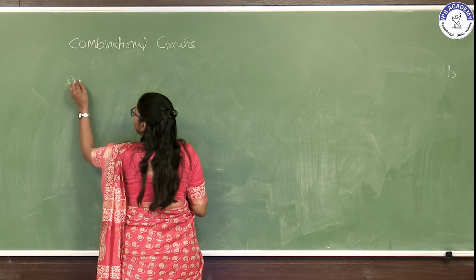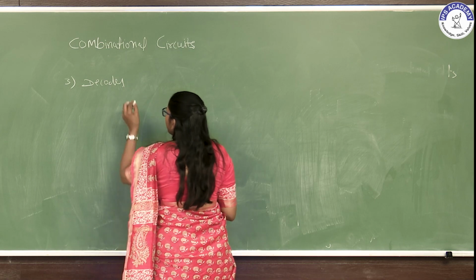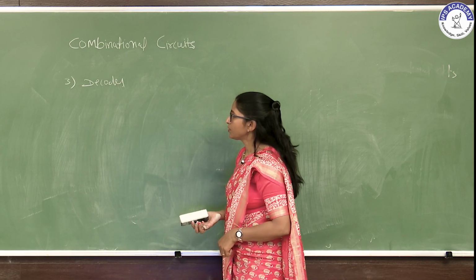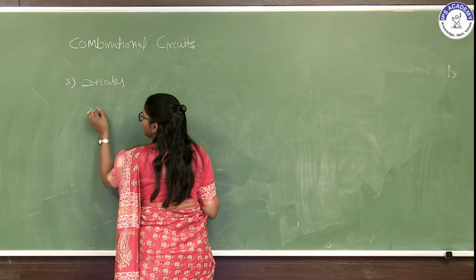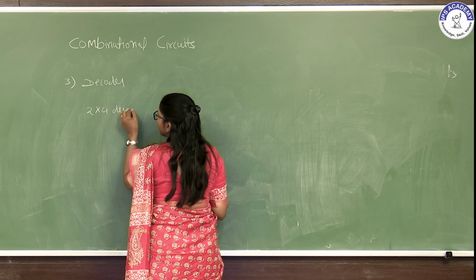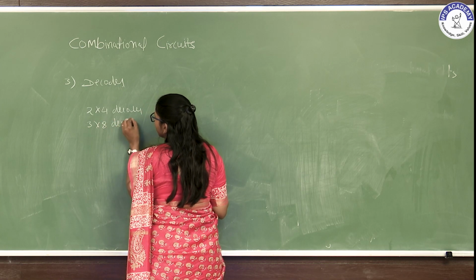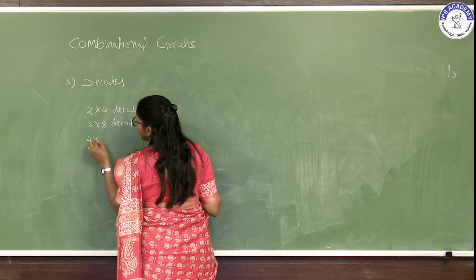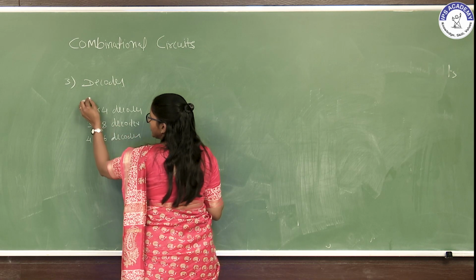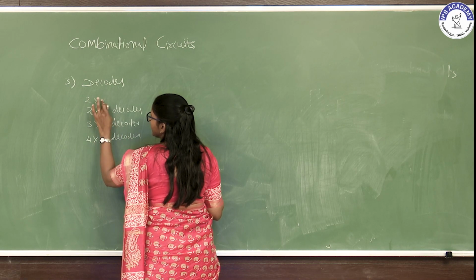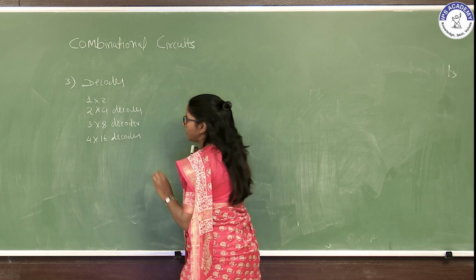Now the third one is the decoder. When we talk about the decoder, it is categorized into different types like 2 to 4 decoder, 3 to 8 decoder, 4 to 16 decoder, 1 to 2 decoder is also there, and so on, 5 to 32 decoder and all.